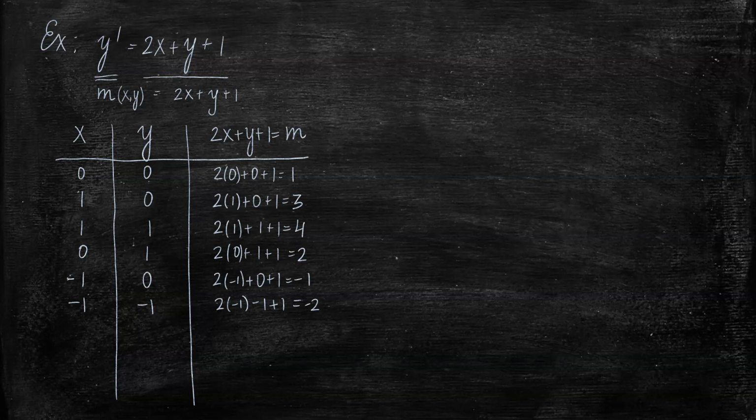Let's try another point. So what do we have here? Let's do negative 1, 1. 2 times negative 1 plus 1 plus 1. That's 0.